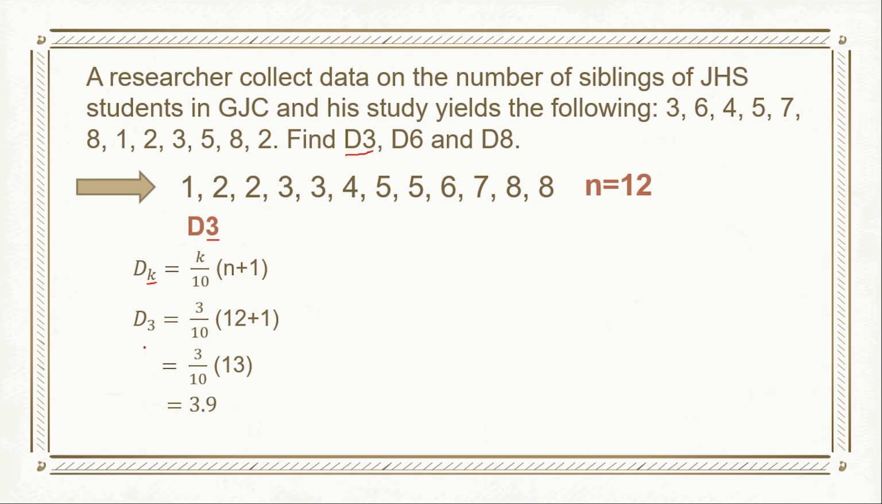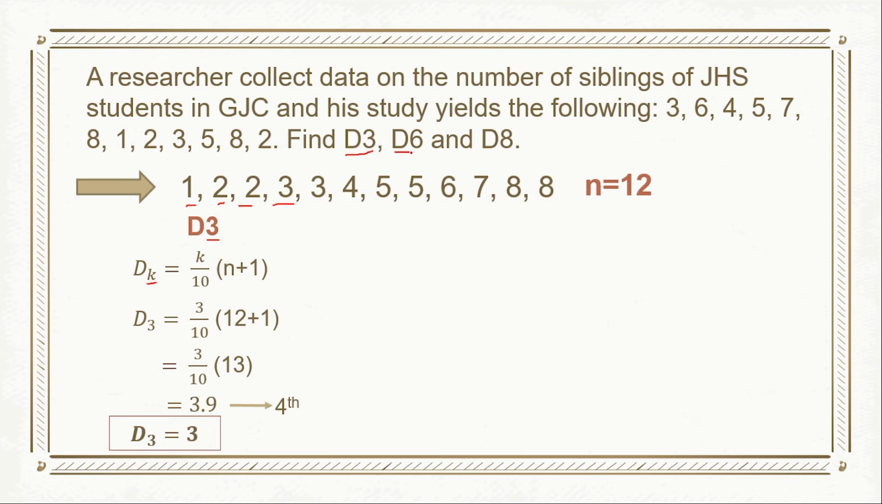Since D3 is 30% and it is less than 50%, therefore, kailangan natin siyang i-round up. So, 3.9 is equal to 4. Therefore, ilolocate natin siya doon sa pang fourth. Okay, so ano yung number na pang fourth dito sa ating data? We have 1, 2, 3, and 4. Therefore, the value of D3 is equal to 3. If we interpret it, D3 is equal to 30%. Therefore, 30% of the students have a score of less than or equal to 3.